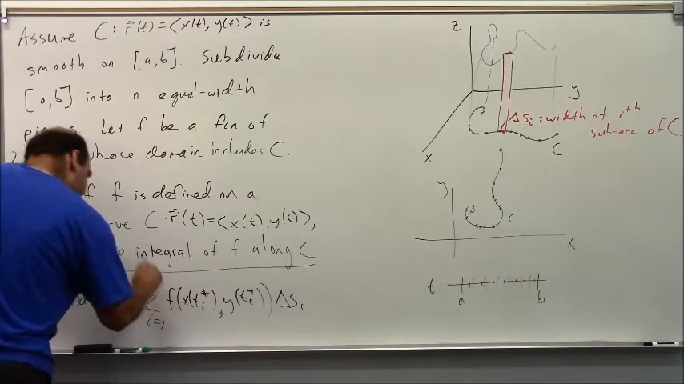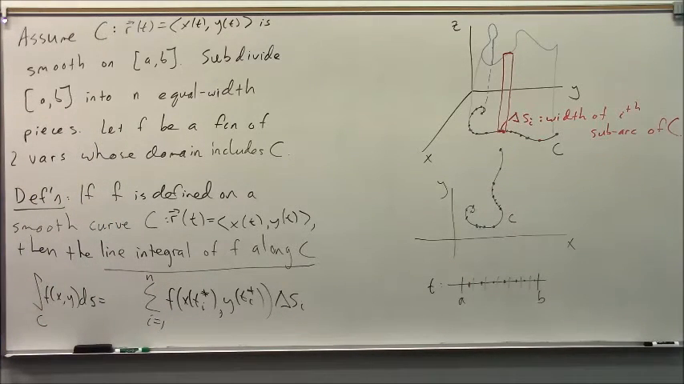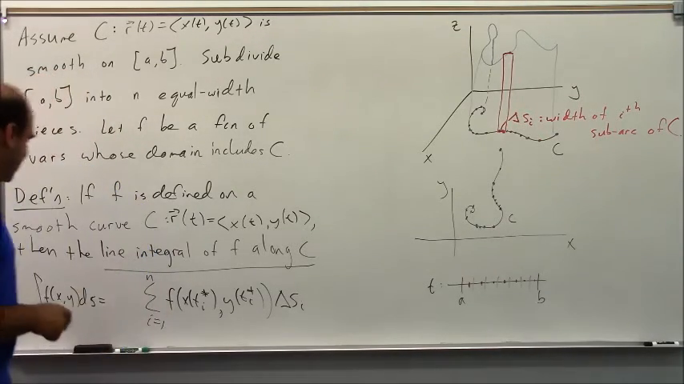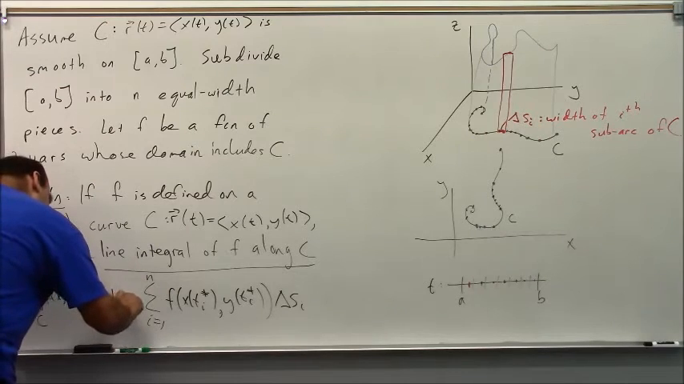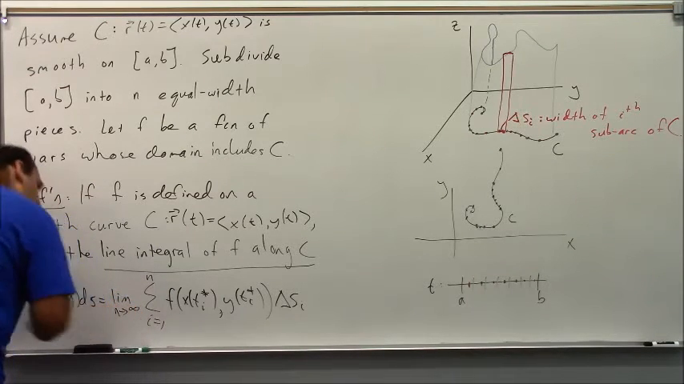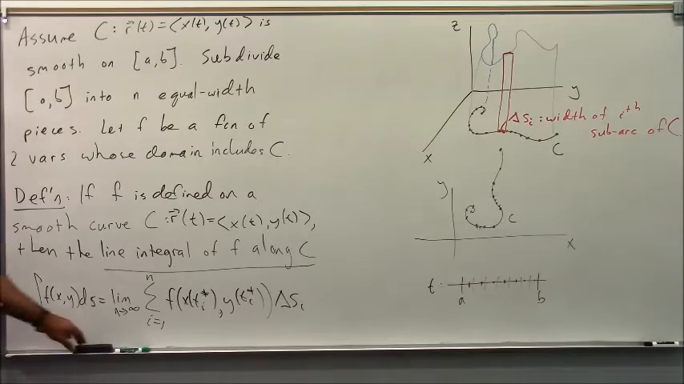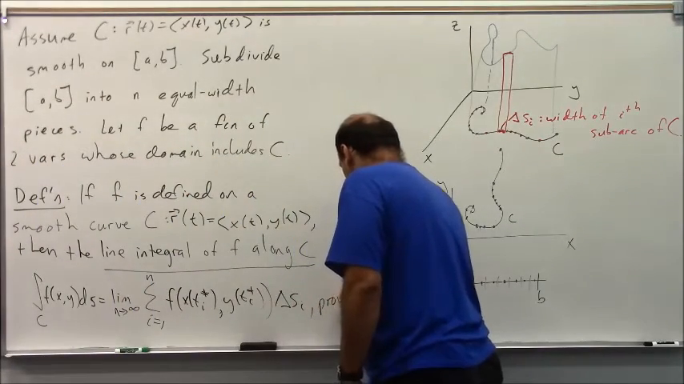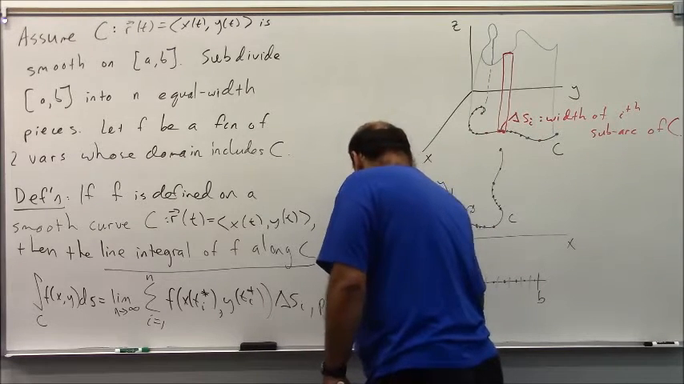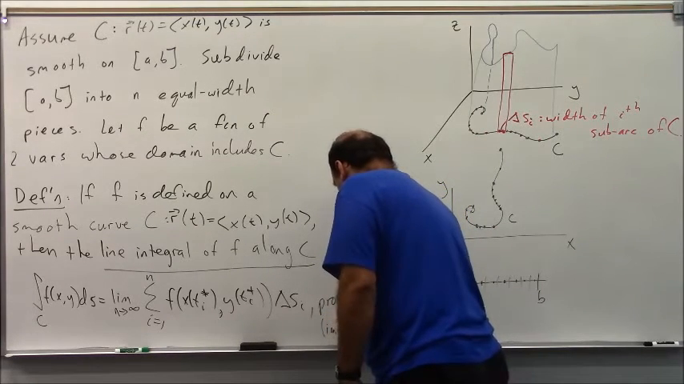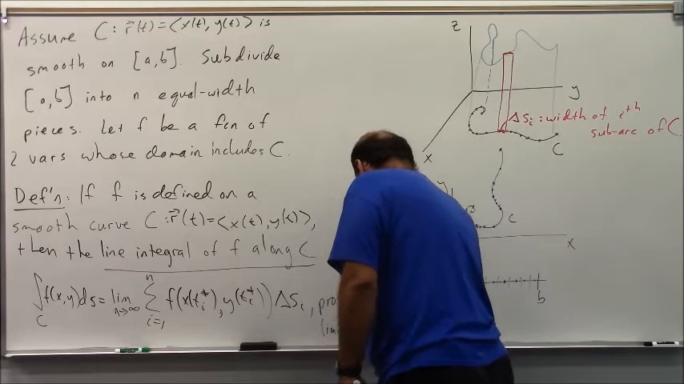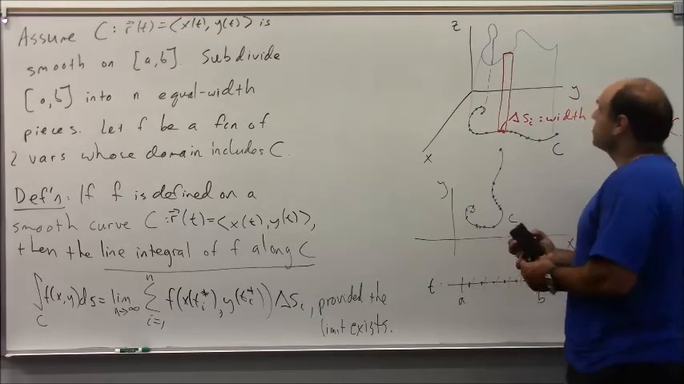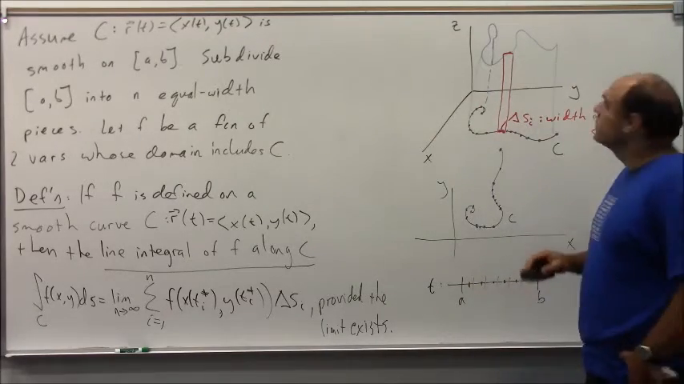So I'll let i run from 1 to n, and that'll give me a really nice approximation to the area under my curve here. But I don't want an approximation, I want an exact value. So I will let n go to infinity. And as always, this is provided the limit exists. Okay, that's our definition. And that will give us the area under this curve here.